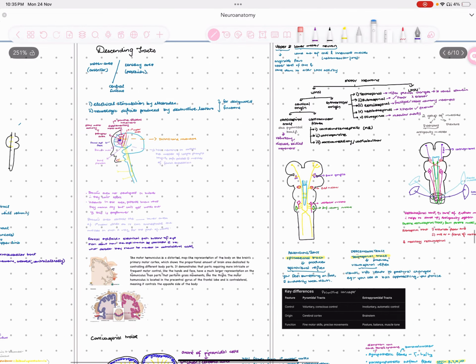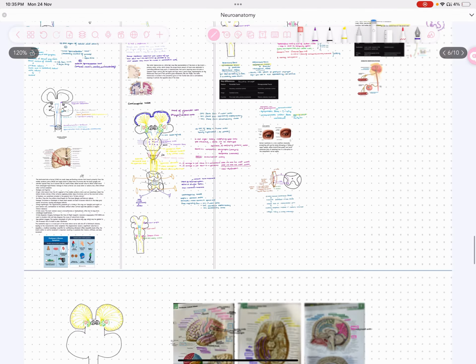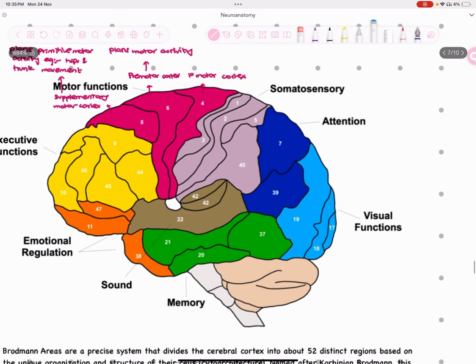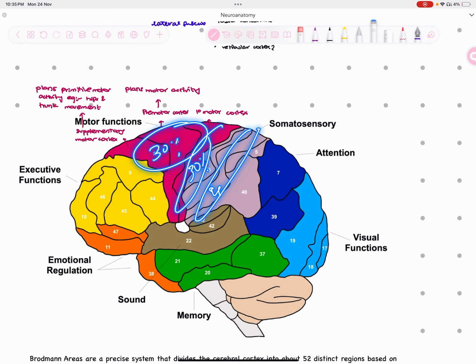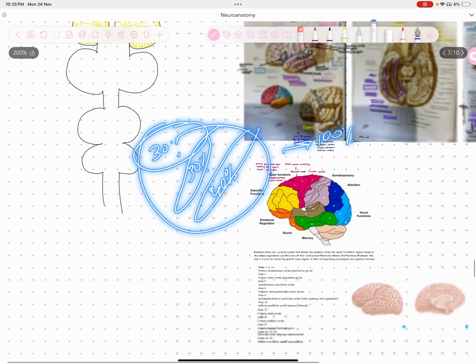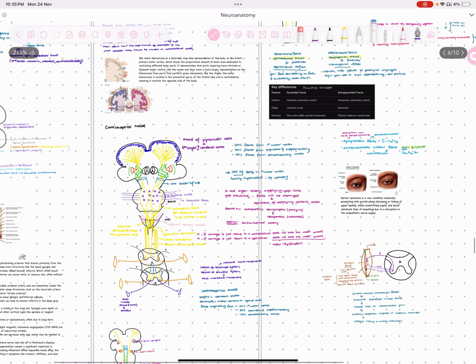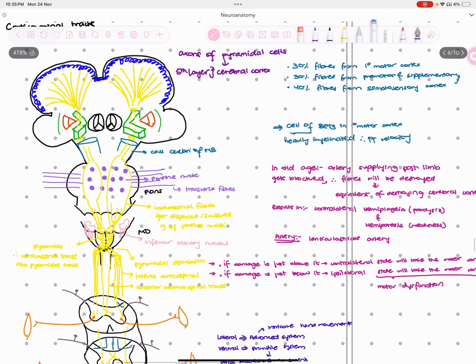So, a little overview. So, this is your primary motor cortex, then this is premotor and supplementary. So 30% from here, 30% from here collectively, and 40% from the somatosensory. So this all sums up to be 100%. Yes. So these are where the fibers are coming down from.